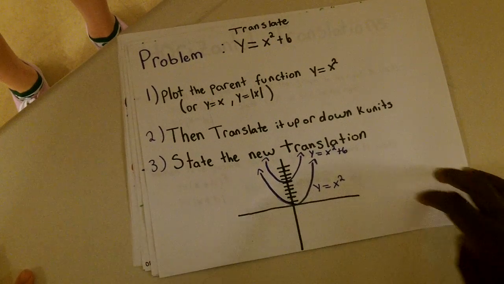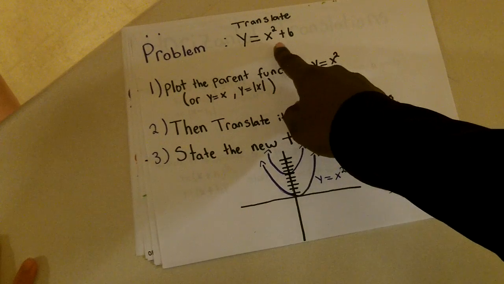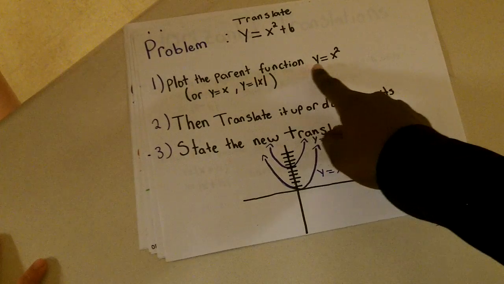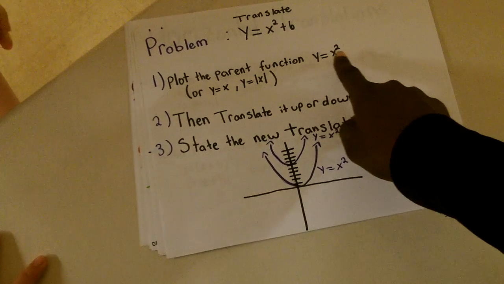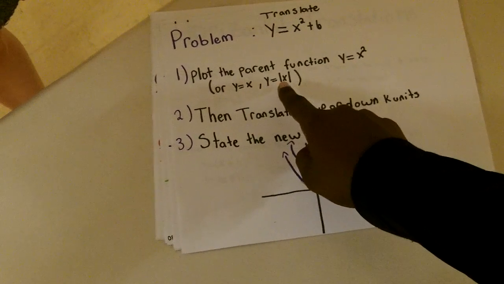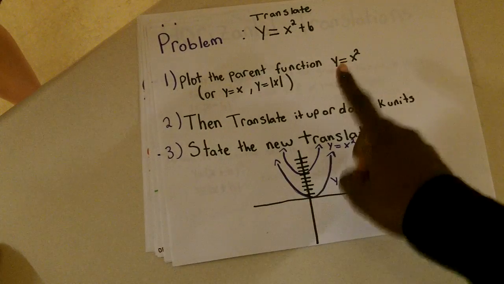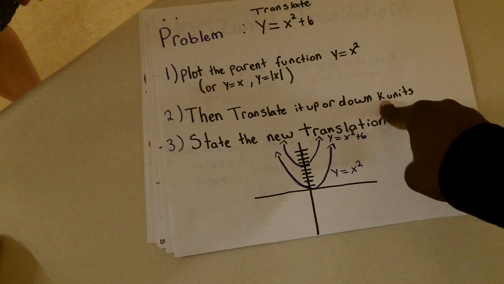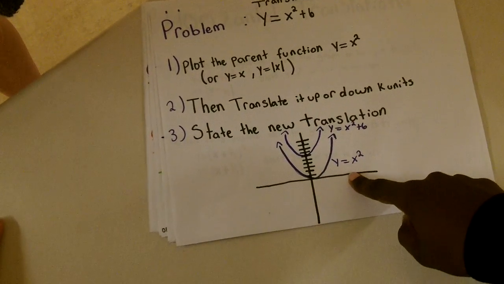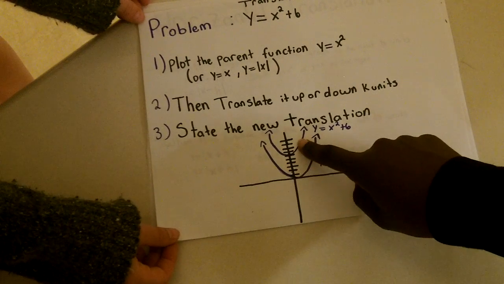So here's our first problem for vertical translations. So you want to translate y equals x squared plus 6. First, you want to plot the parent function, which is, in this case, y equals x squared, or it could be y equals x and y equals the absolute value of x. Second is to translate it up or down k units. And then the last step is to state the new translation. And here's what the graph would look like for our problem. And you would shift it up 6 units, and here it is.